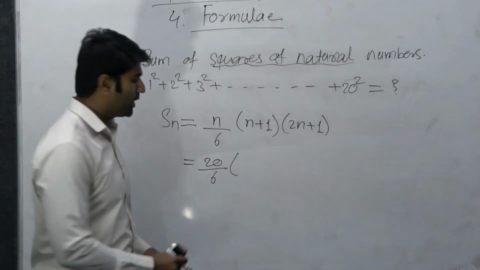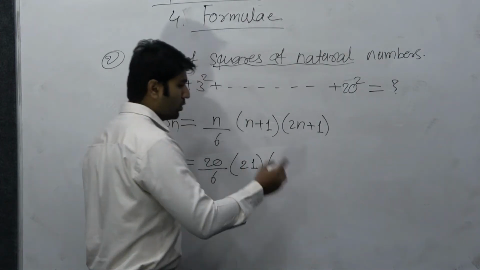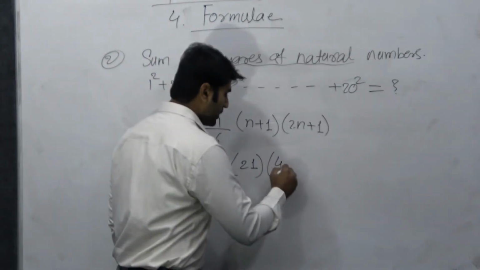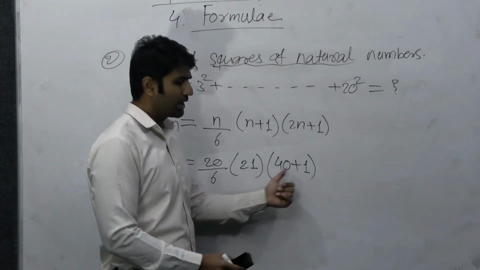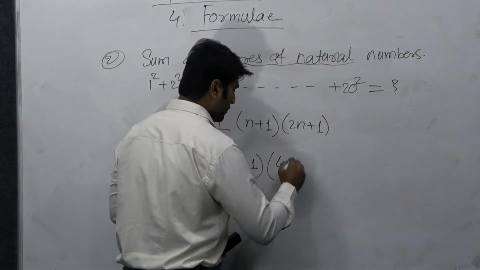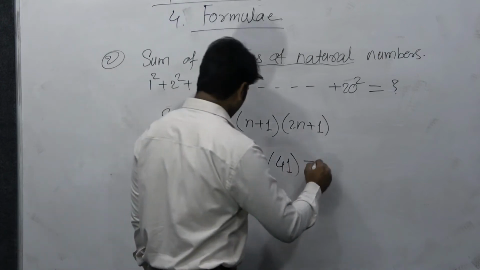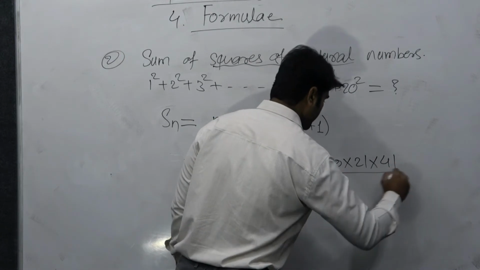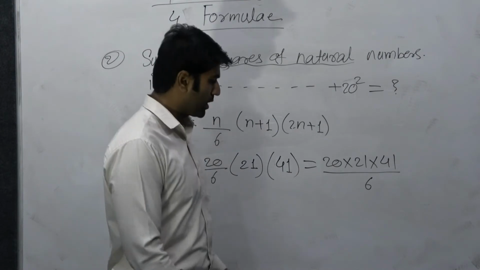n means there are 20 numbers, therefore 20 plus 1 means 21, into another bracket 2 into n, which means 2 into 20 is 40. So 40 plus 1, we can directly write 41. Now there are three numbers in multiplication, so again write 20 into 21 into 41 upon 6.